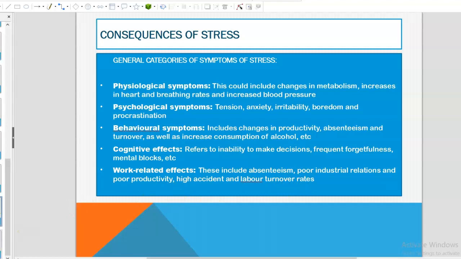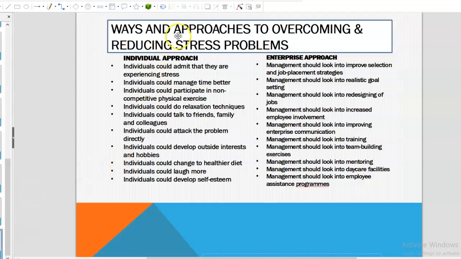So remember, we spoke about the causes of stress. The second part was the consequences of stress. Now the other part is how to overcome or reduce these stress problems. Approaches. We have two kinds of approaches: individual approach and the enterprise approach. Individual approach is you as an employee personally. How can you overcome this or reduce the stress levels? And the enterprise, now we're talking about management. What can they do to reduce stress problems?